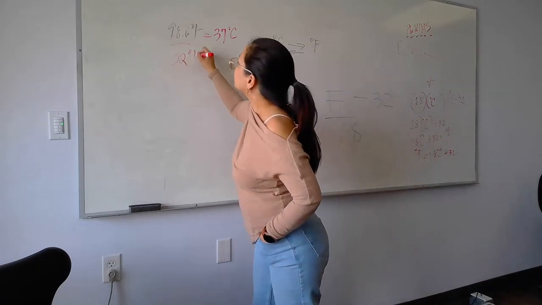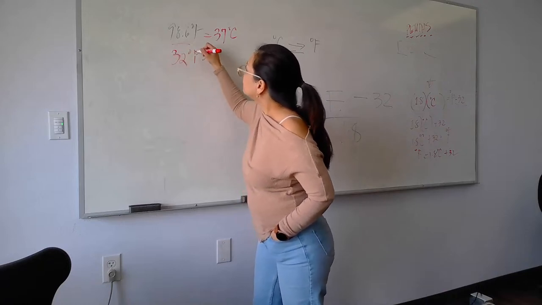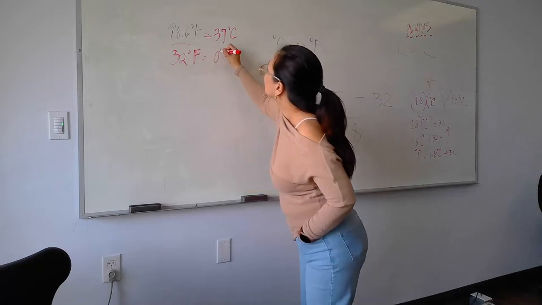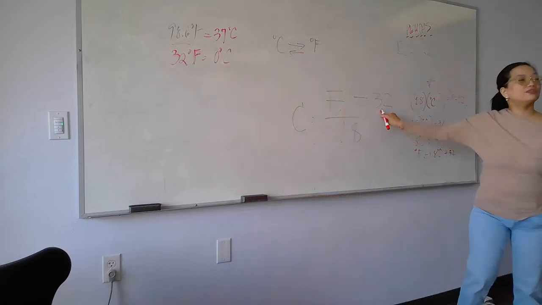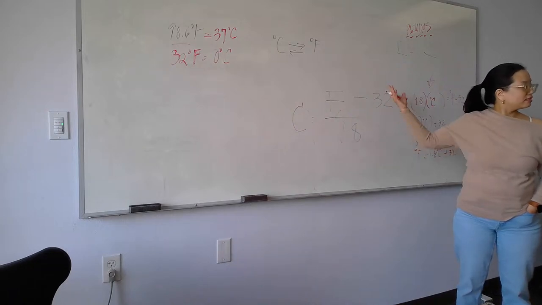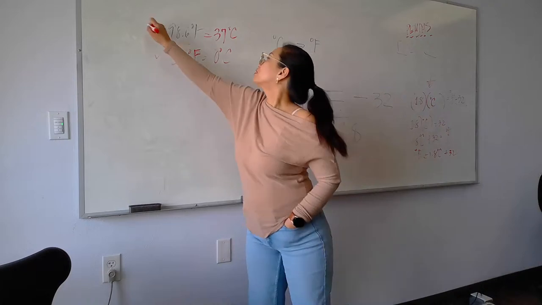Michelle said 32 degrees Fahrenheit. Let's convert that. Who knows the freezing point in Celsius? Zero. Let's double check. 32 minus 32 is? Zero. Anything divided by anything will be zero. So, correct? Correct.